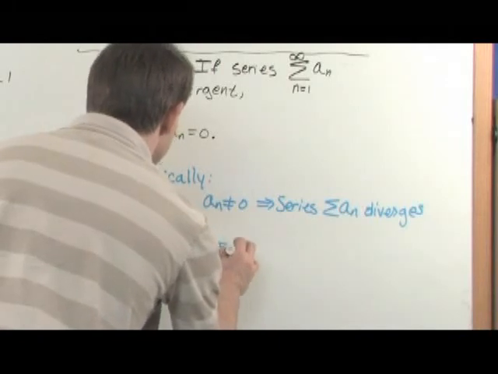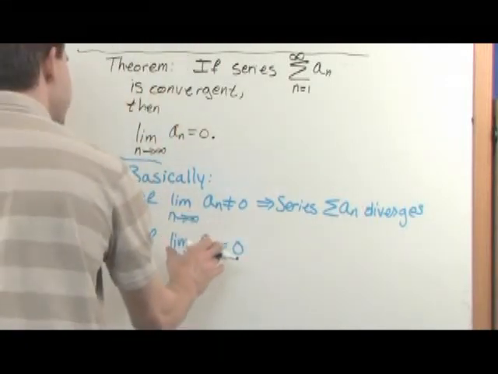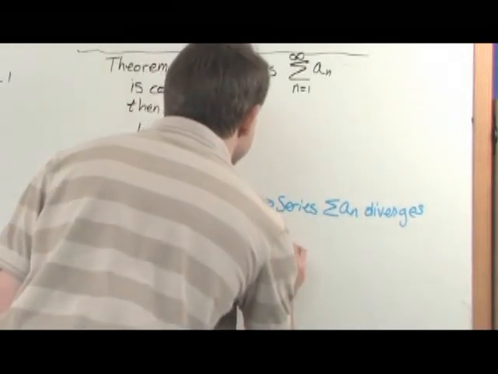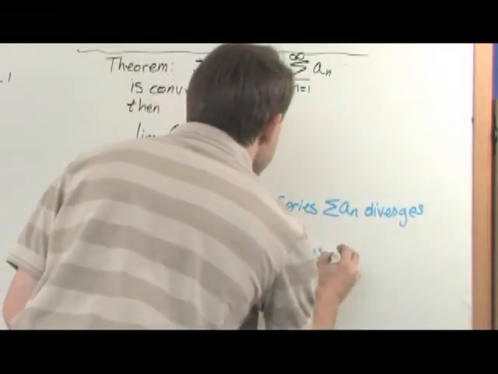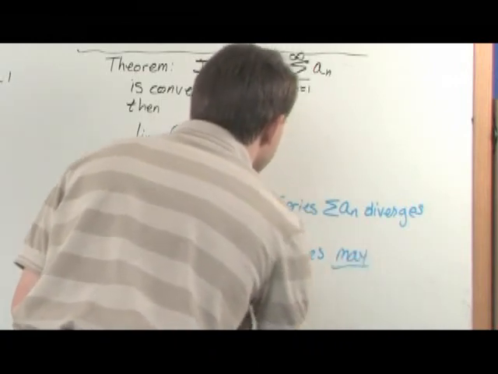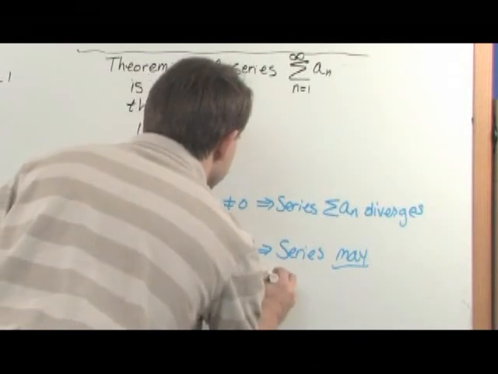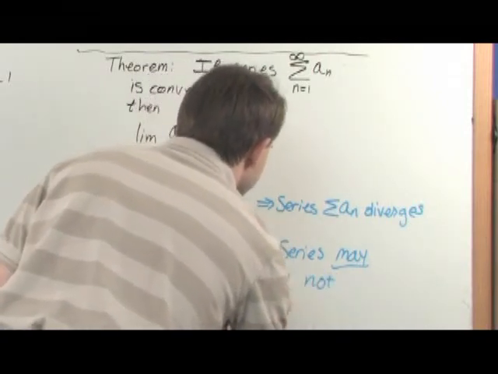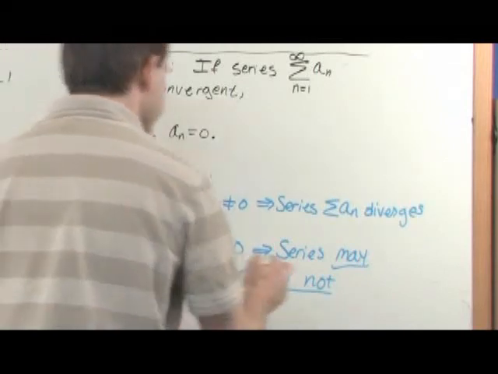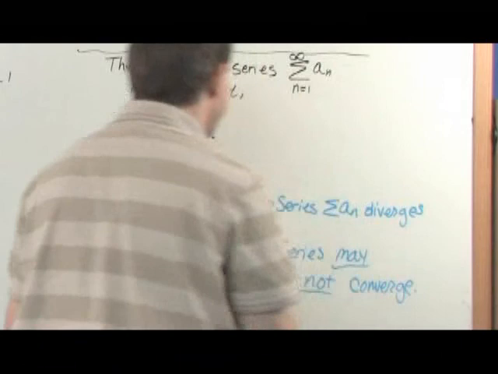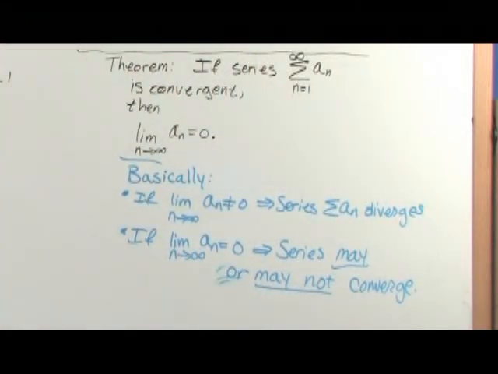And then the second thing is, if the limit as n goes to infinity of a sub n does equal 0, so the actual elements do tend towards 0, okay? Then the series may, this is very, very important, or may not converge. Let that sink in. It's very important, okay? And whether it converges or not is going to be dependent upon how fast these elements go down to zero.